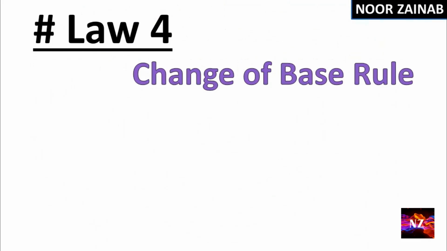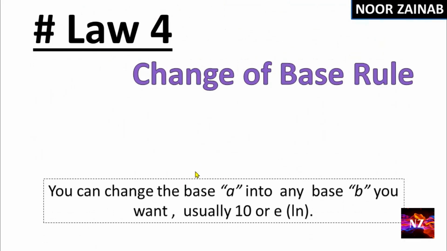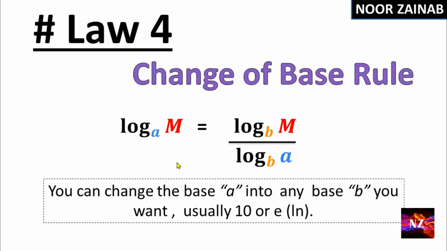This rule states that you can change the base a into any base you want, usually 10 or e, which is the natural number, because these are present on the calculator and are easier to solve. Let's suppose you have to find the log of a number m, but the base is a and this a is not present on our calculator. So in order to solve this logarithm with the base a which is not present on our calculator, we can convert this base a into a base which is present on our calculator.